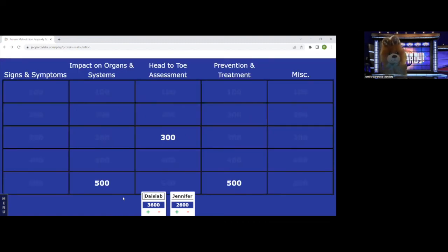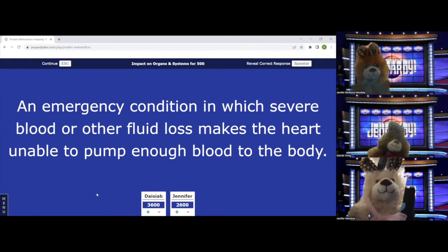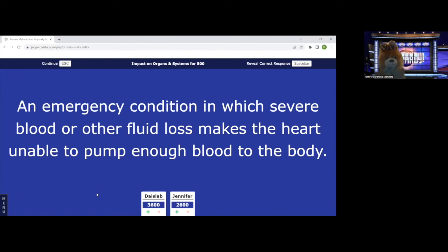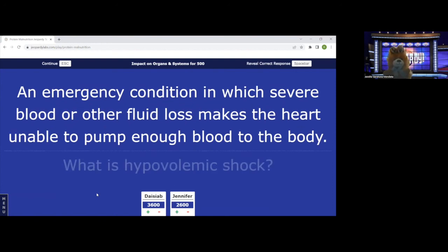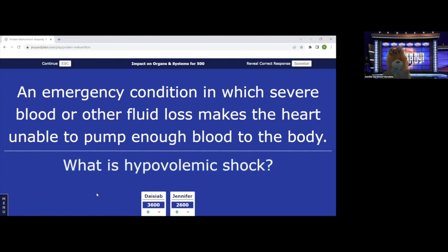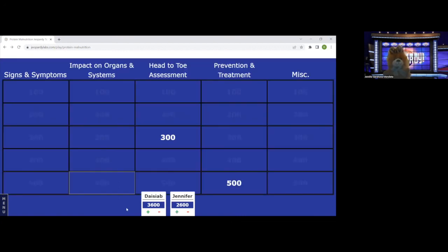All right, let's do impact on organs and systems, 500. An emergency condition in which severe blood or other fluid loss makes the heart unable to pump enough blood to the body. What is hypovolemic shock? That is correct. All right, next question.